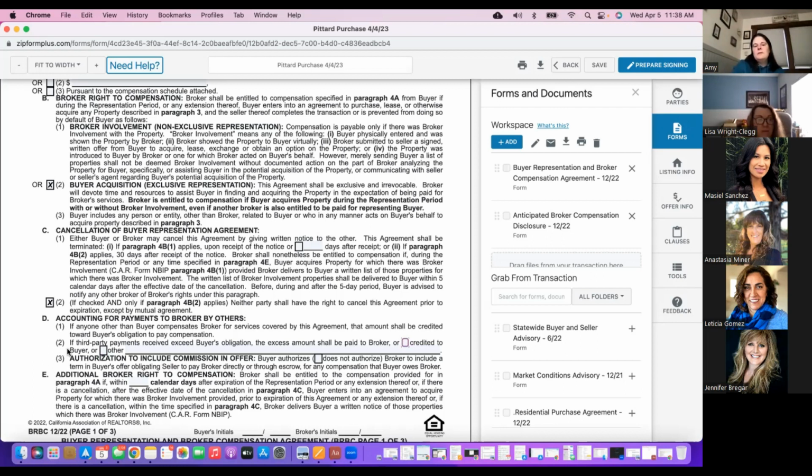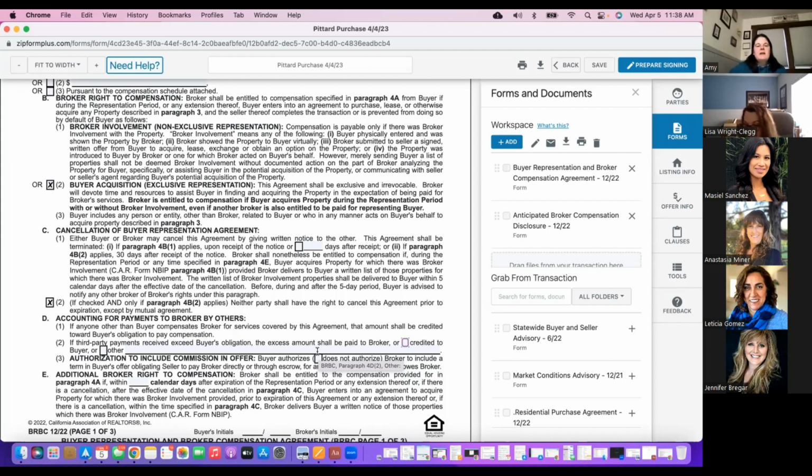For this D2? Yeah, what do you normally put? I just leave it as the default. Any excess should be paid to the broker. Okay, so you don't check any of the boxes? I do not. Okay. Yeah.